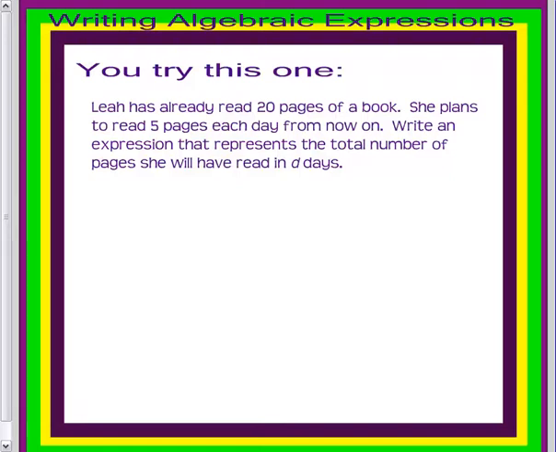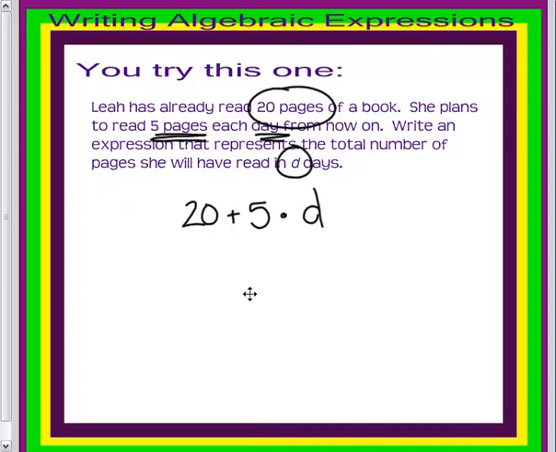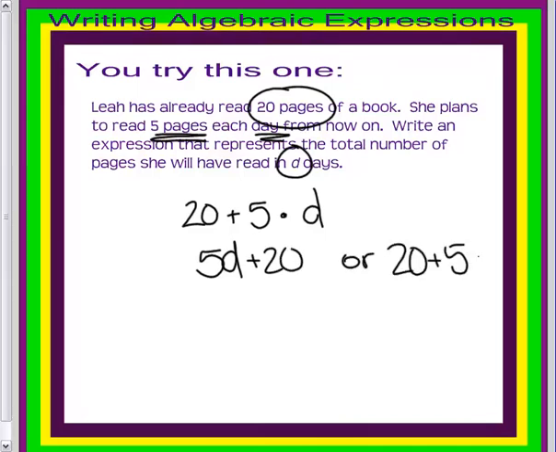So on this one, Leah has already read 20 pages of a book. She plans to read 5 pages a day from now on. Write an expression that represents the number of D days that she will have to read. Okay, so we've read 20 pages in the book, and she reads 5 pages per day. So our expression would be, we can even rearrange it, 5D. Oop, that looks horrible. Let's try that again. 5D plus 20, or 20 plus 5D.